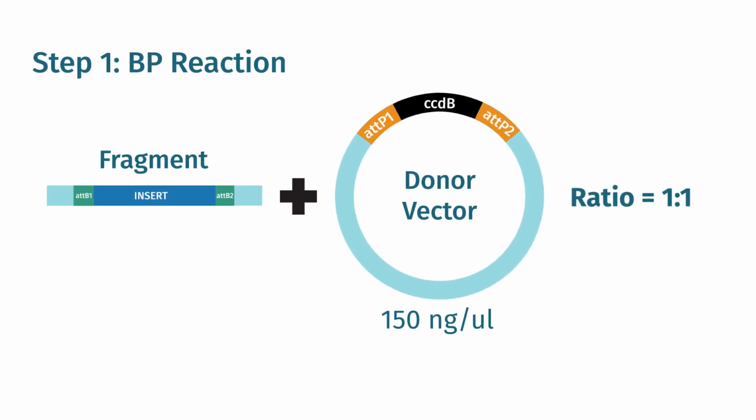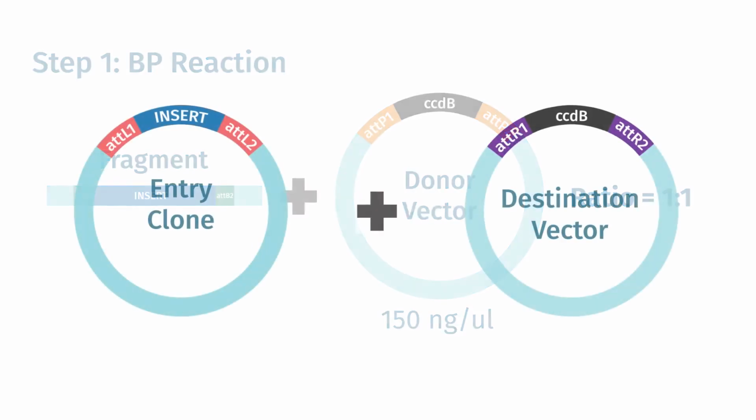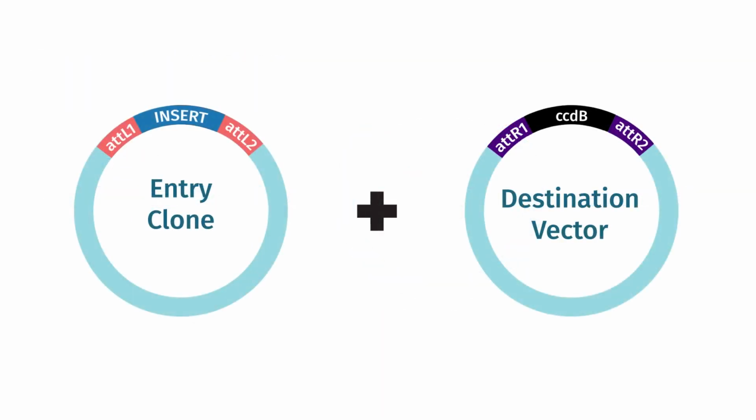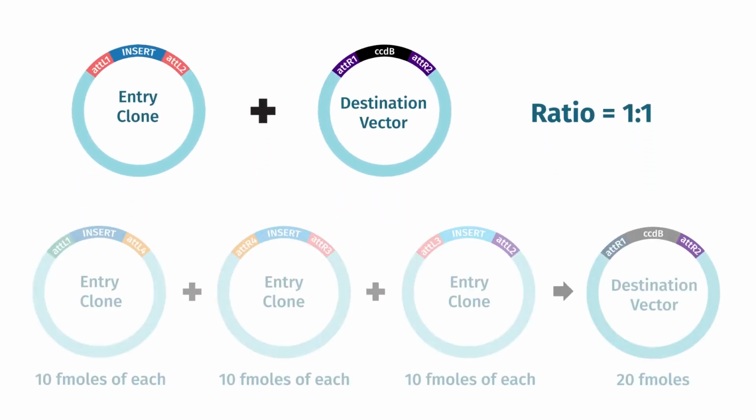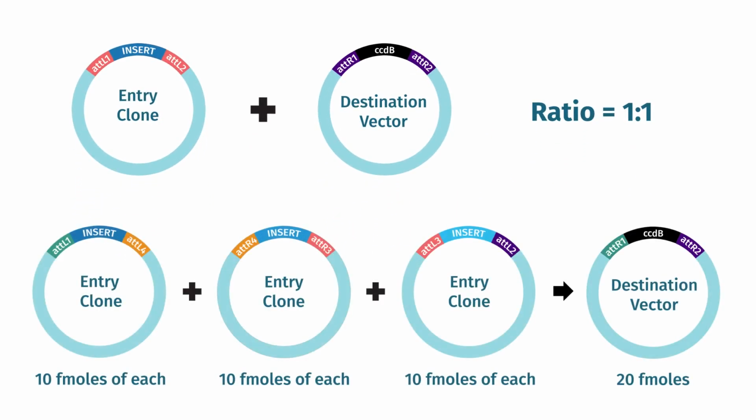The product literature provides a valuable equation for mass to molarity conversion, but there are plenty of biocalculators on the web. Molar ratios for LR reactions to build expression clones depend on the number of elements in the LR reaction. To move one fragment into a destination vector, use a 1:1 molar ratio. To perform a multi-site gateway LR reaction, the ratios vary. Consult the manual to verify the ratio required for your multi-site gateway reaction.